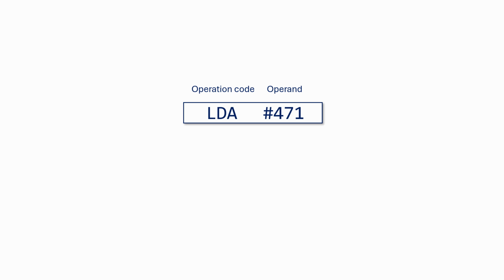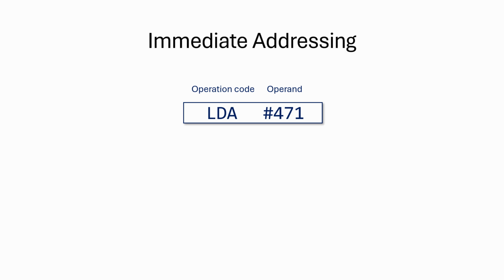With the hash symbol, the CPU knows that 471 is the actual value that it should work with, and that it should load this value into the accumulator. Without the hash symbol, another trip to the memory would be needed to complete the instruction. When the operand of an instruction is the actual value to work with, the instruction is said to be using immediate addressing.